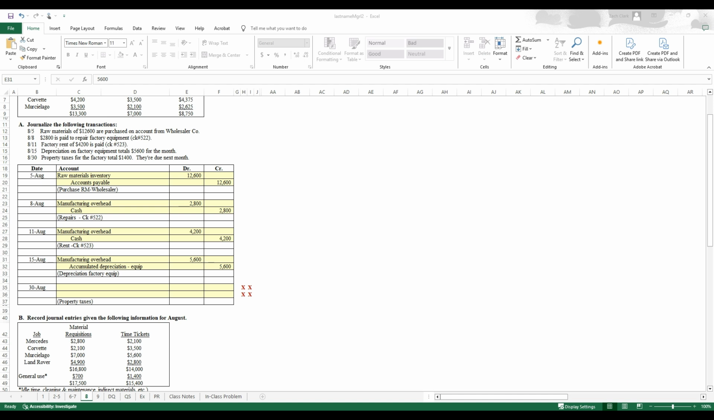And then the last one, on the 30th, we haven't paid the property taxes yet. We recorded the property taxes for the factory of $1,400. And again, that's going to be overhead. In this instance, let's look for a taxes payable account. We don't have a property taxes payable specific account, so I think other accounts payable will be our selection. And our total is 1,400.